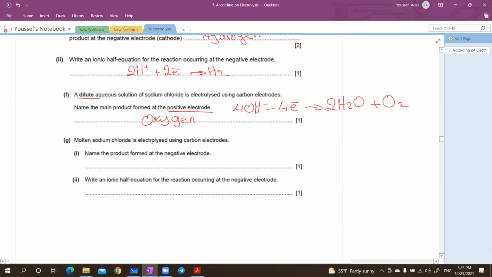Molten sodium chloride: now we don't have water, it's only molten without water. So what will be formed at the negative? We have 2 ions only. Na+ will be attracted to the negative, forming sodium deposits. The ionic half equation at the negative: the sodium will gain only 1 electron to change to a sodium atom.